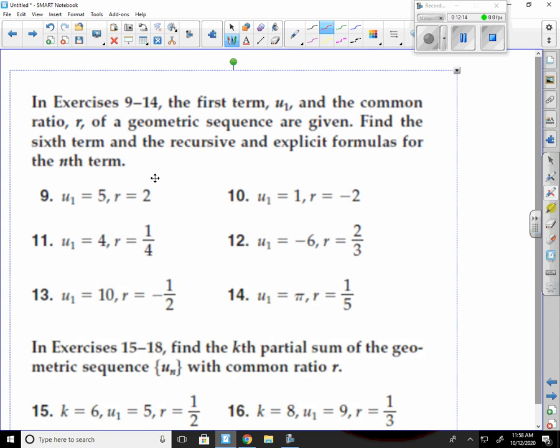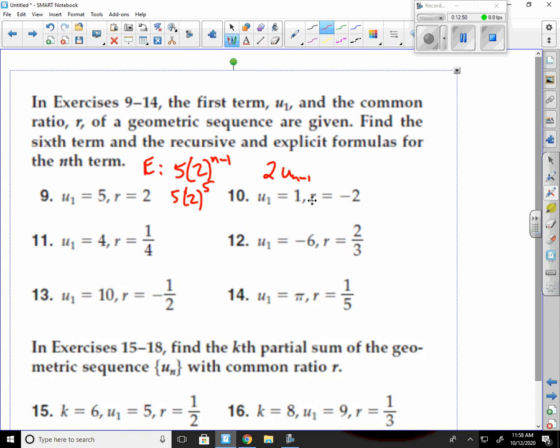My explicit form is u sub 1 times r to the n minus 1. If I'm finding the sixth term, that gives me 5 times 2 to the 6 minus 1, which is 5 times 2 to the 5th, which is 5 times 32, which is 160. The recursive formula is just 2 times u sub n minus 1. That's it for this one.